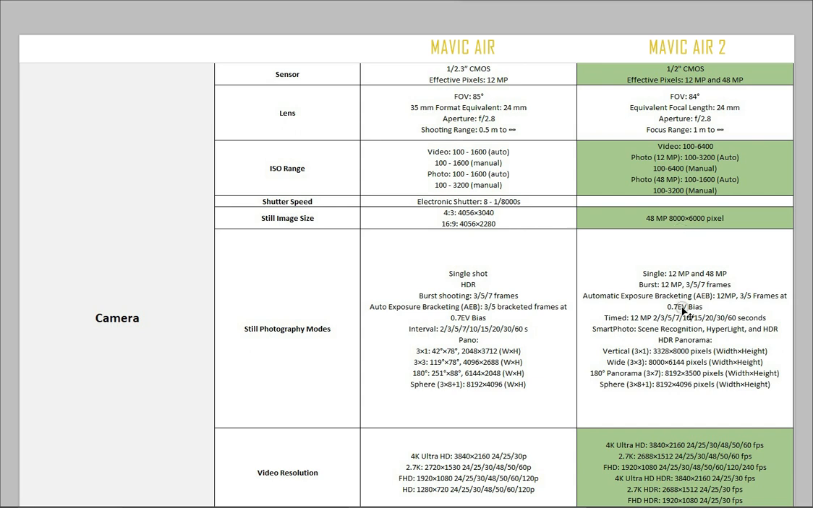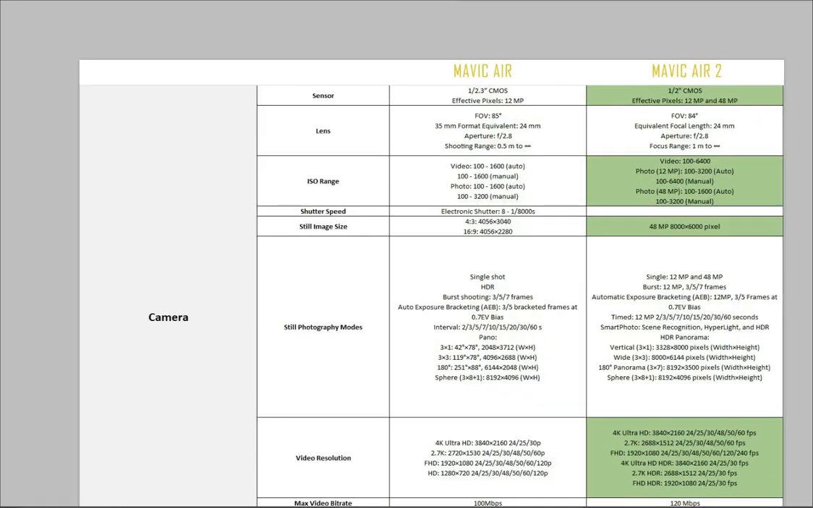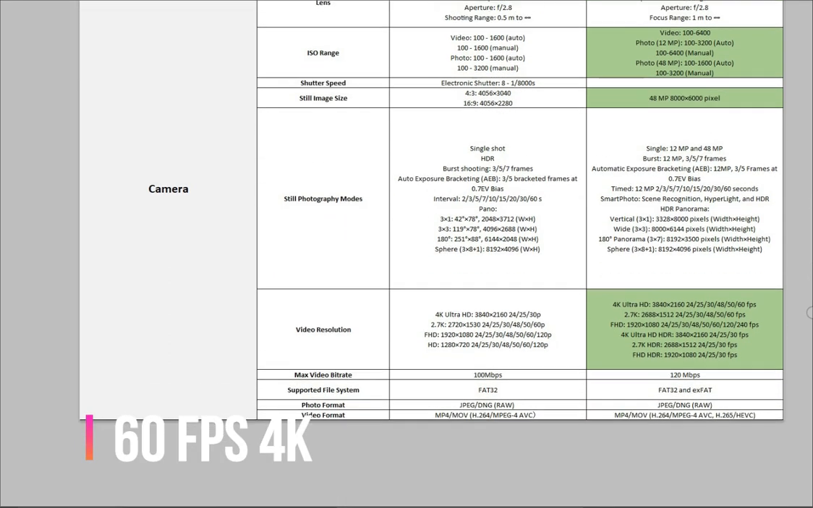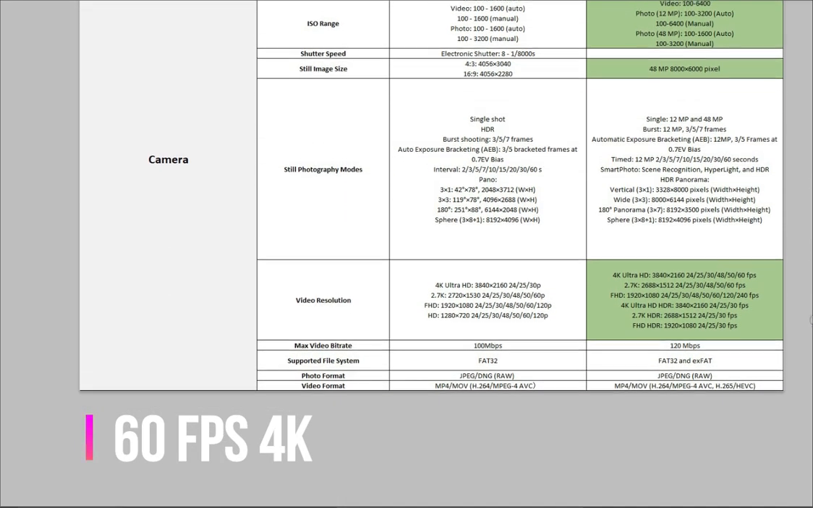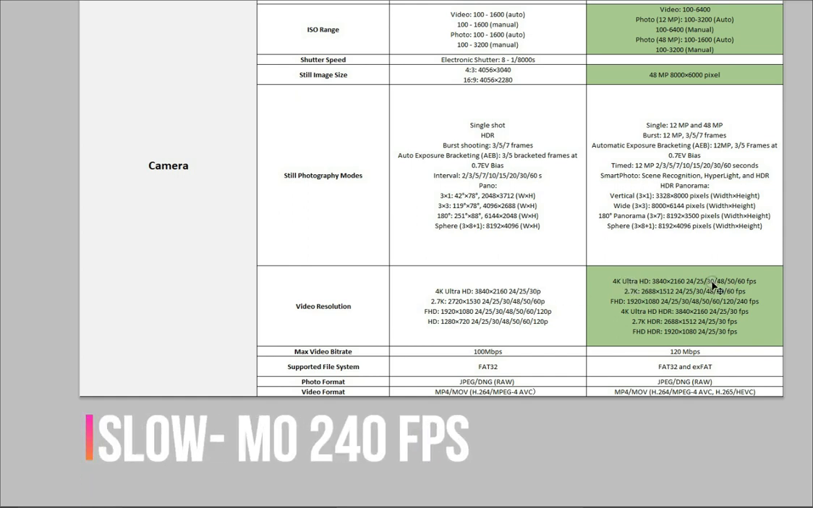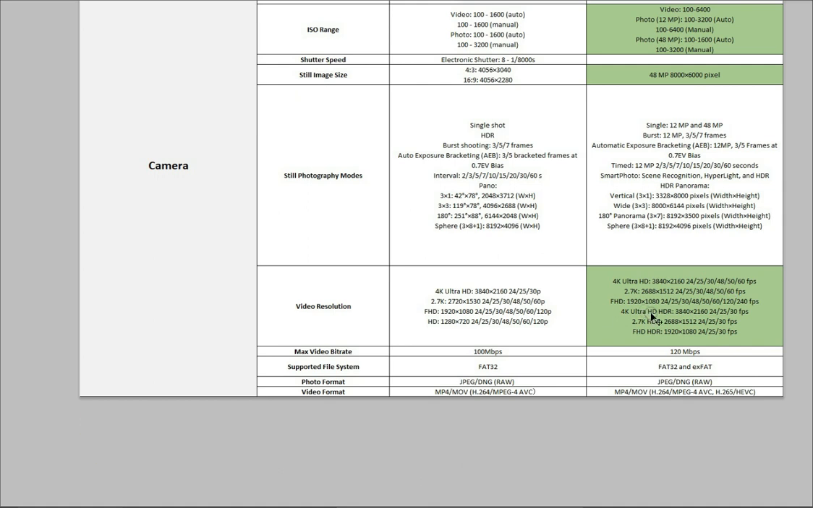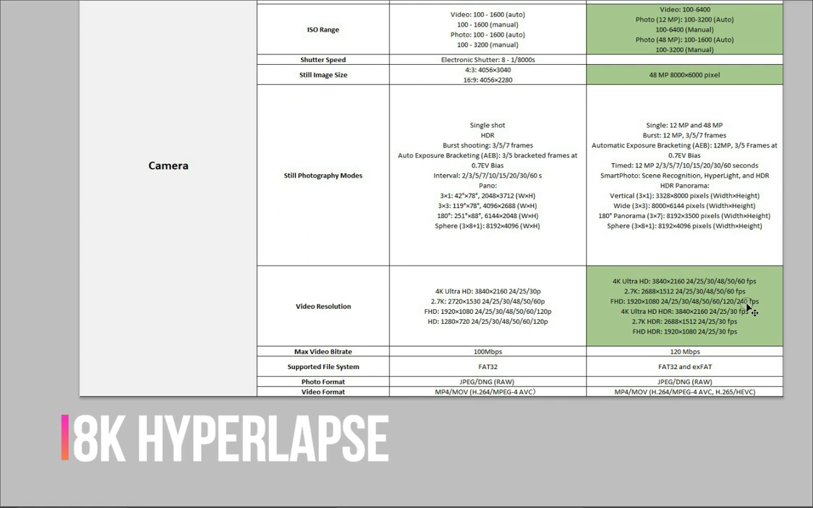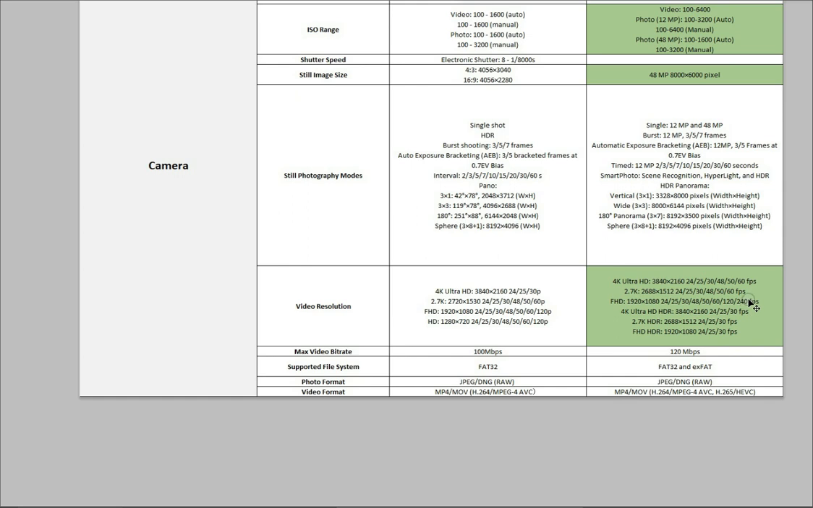Okay, now let's talk about the video, because video is very important. We have one additional or two additional features. The first one is you have now 60 frames per second 4K available, which was not the case. And then you have a couple of others as well, 50 and 48 as well, which were not available in Mavic Air. Then if we talk about slow motion, you have 240 frames per second, which was 120 frames per second before, and this is a very phenomenal thing.